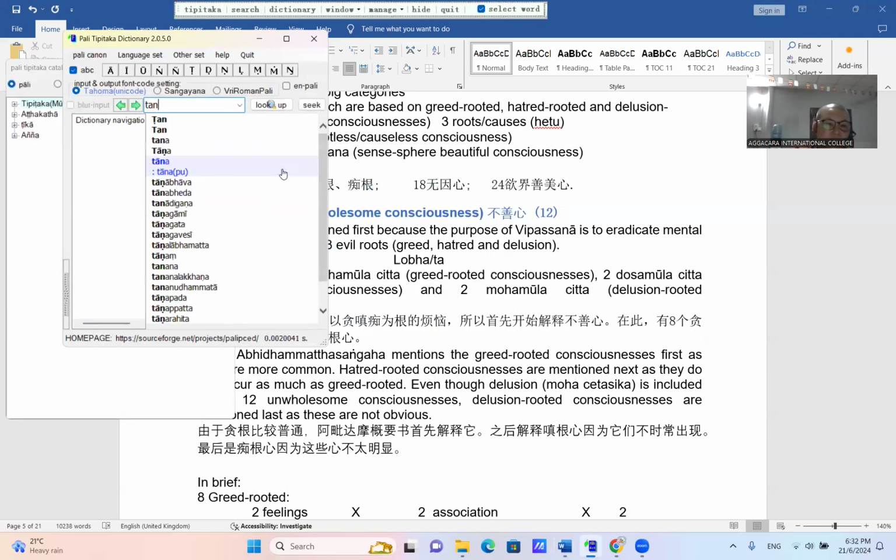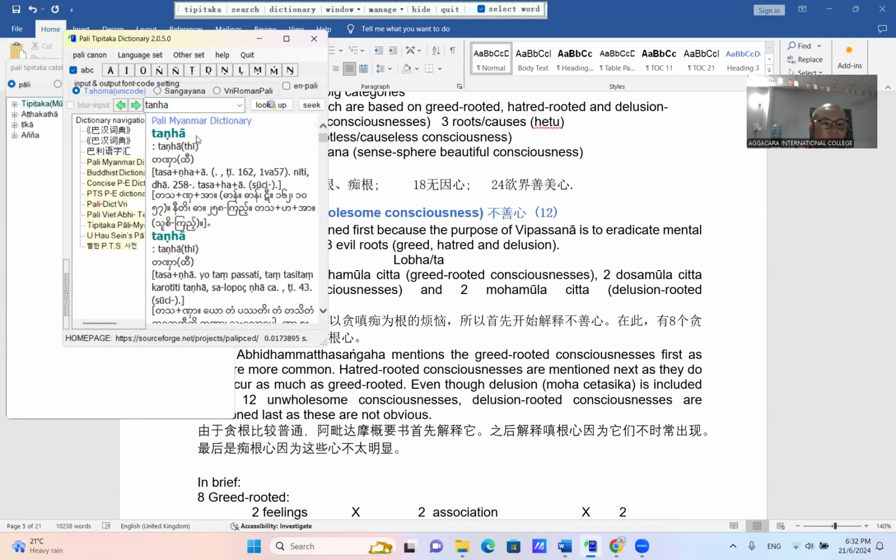So when I teach the Pali, I use this software because it's easy to copy the Pali there.